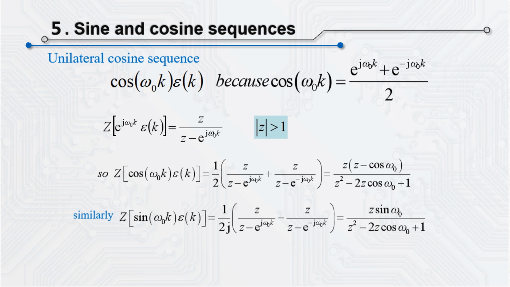After finding the Z transformation of these two imaginary exponential signals, let's organize and merge. We get the result of the Z transform of the cosine sequence. Similarly, we can get the result of the Z transformation of the unilateral sine sequence. These two common forms need everyone to understand.